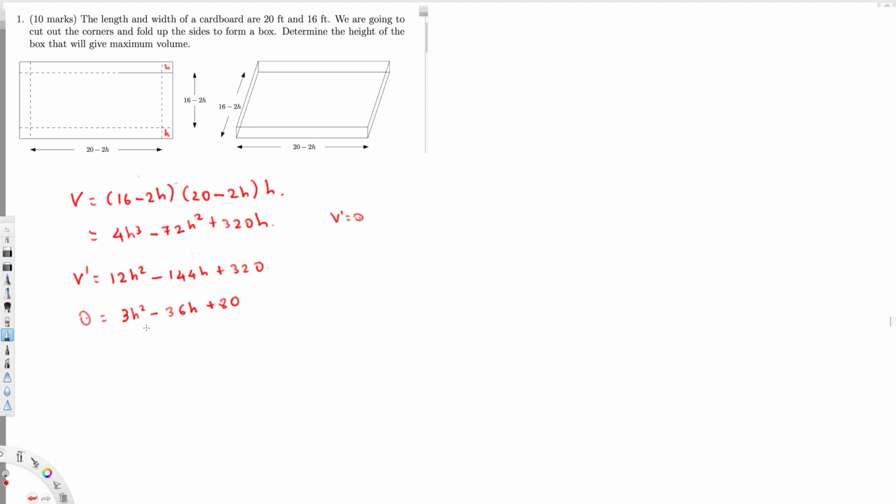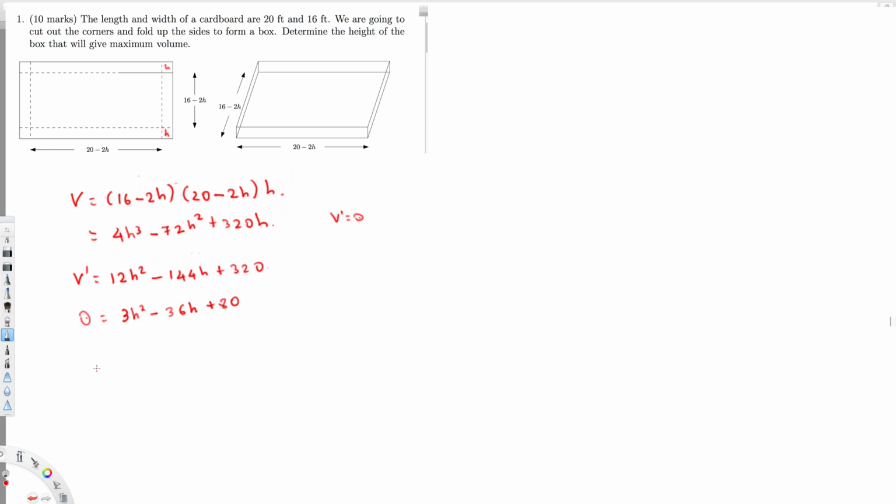Since we have this, it looks hard to factor, because we have to get numbers that multiply to give 80 and add to give 36. Not 80, it's 3 times 80 is 240, and when we add, it has to give 36. It looks very hard to find.